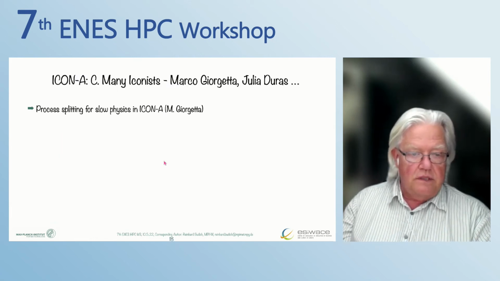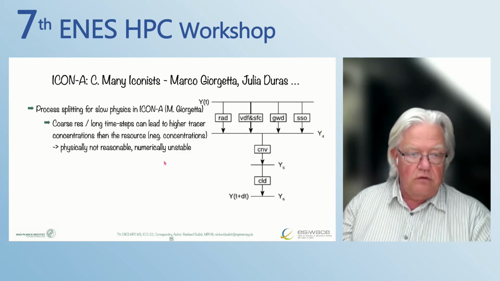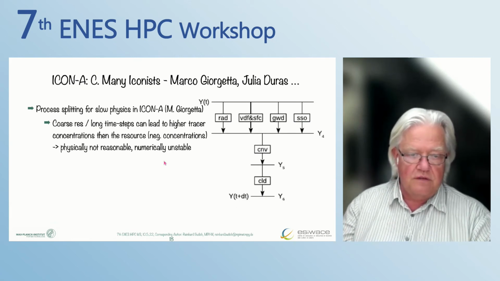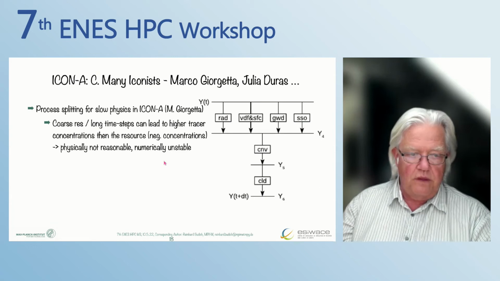What Marco did in the report is really think about process splitting for slow physics in ICON atmosphere. Currently, you have all these different processes here, which could partly be done concurrently, but they are not. It's all serial. And as long as you have coarse resolution and long time steps, doing them concurrently can lead to higher tracer concentrations than the resource, which is negative concentrations, which is not very reasonable. So this is something that people tinkered around a bit with, but there are obviously other means to get good performance for the long time step stuff than go the functional concurrency way.